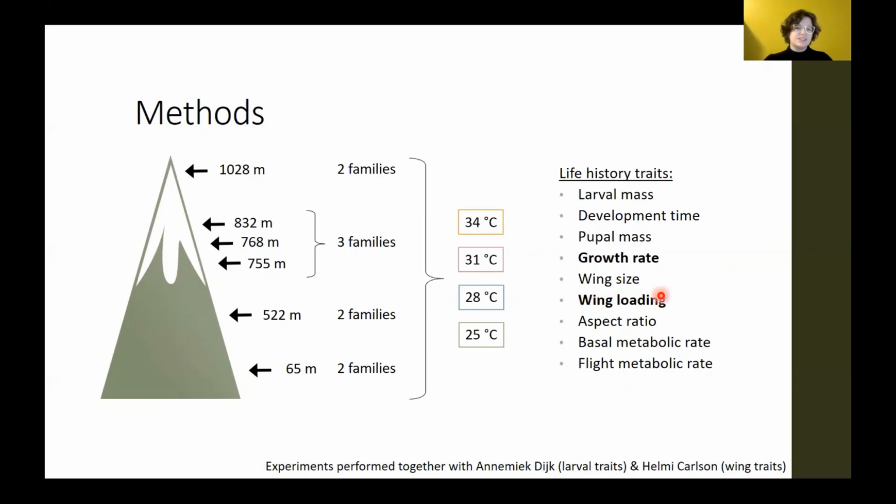When the adults eclosed, we measured their wing size, with which we could calculate the wing loading and the wing aspect ratio. Finally, with a subset of the individuals, we did measurements for the basal and the flight metabolic rate. Because these would be a lot of things to focus on in one presentation, I'm just going to show you the results for the growth rate and the wing loading because I think they are the most important ones.